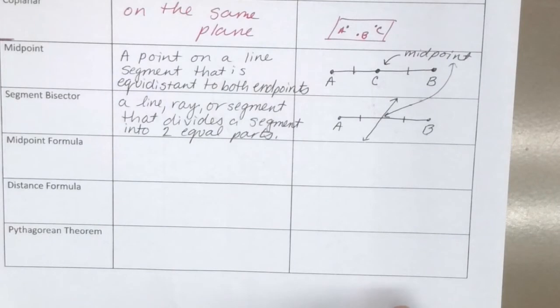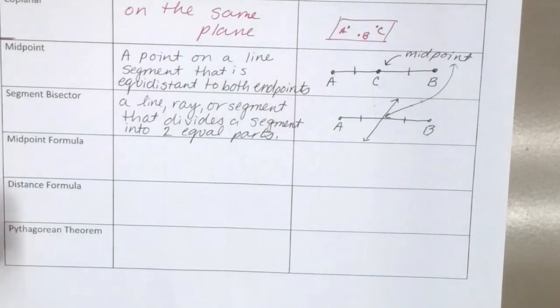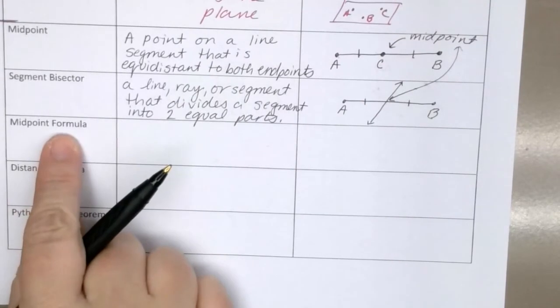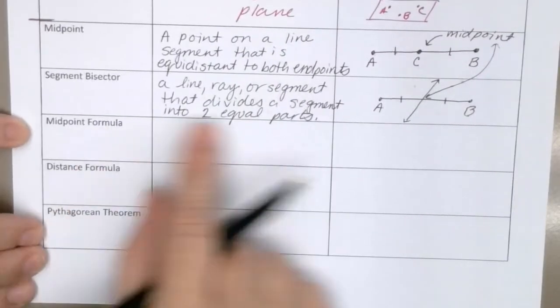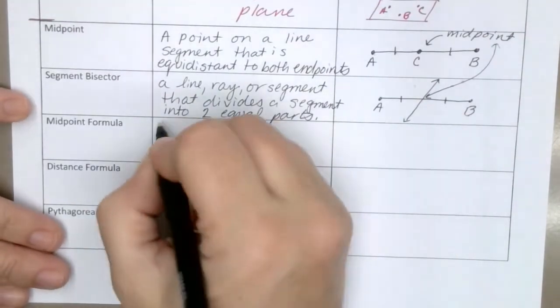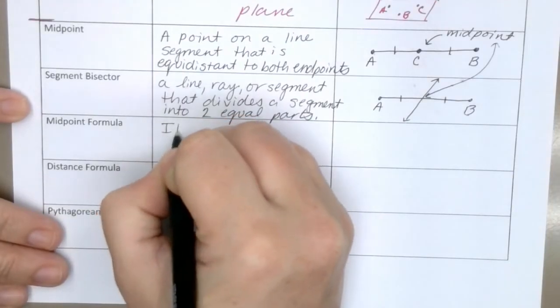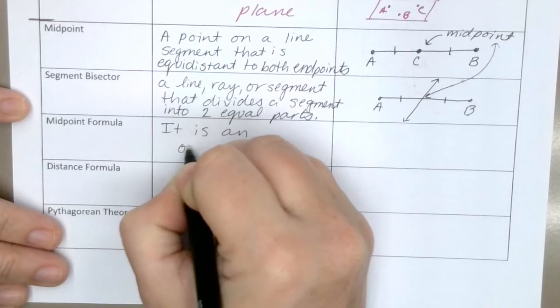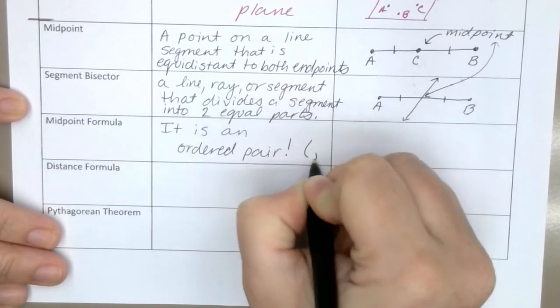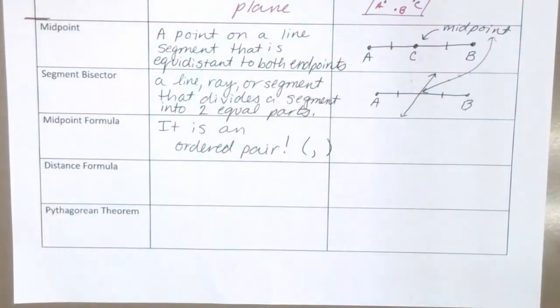Okay. Now we're going to get into something called coordinate geometry. And coordinate geometry simply means it's on a graph. It's on an XY coordinate. And we're going to figure out how to find the midpoint if I have a line segment graphed on an XY coordinate grid. So, the midpoint formula, you ready? First off, it is an ordered pair, which means your answer is going to be something, comma, something in parentheses. If you don't put parentheses around it, it is wrong, because then it's not a point. It's just two numbers.